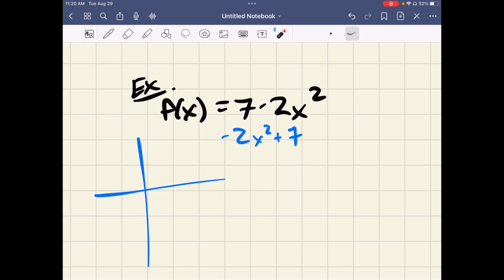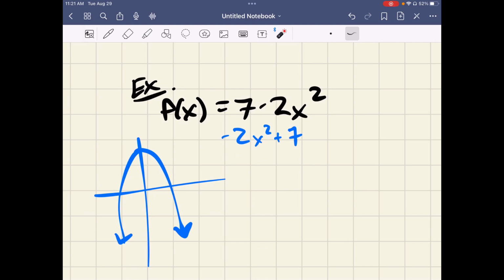All right, so now if you are familiar with parabolas, you know that 7 is going to move it up 7. So if I come up here, and then normally my parabola would look like this, but this negative right here is going to cause a reflection, and it's going to face it down like that, okay? So now I know my parabola is going to look something like this, and I know this 2 right here, not only that negative flips it, but then the 2 also kind of stretches it out a little bit, makes it more narrow.